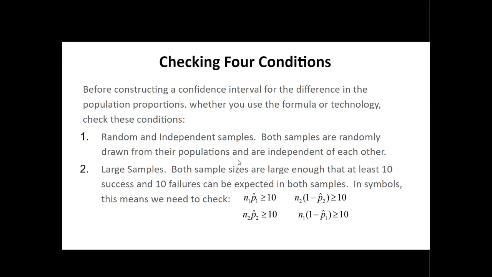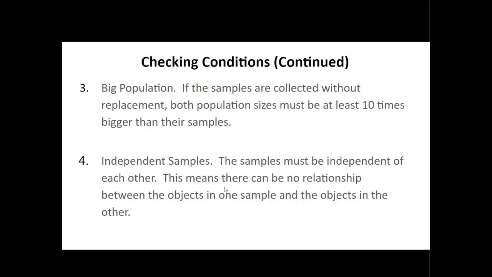So you're going to look for random and independent sampling. You're going to make sure that they both meet the condition of the large sample. You're going to check to make sure that they both meet the condition of a big population. And you're also going to check to see that the samples were drawn independent of one another, meaning that there's no relationship between the objects in one group and the objects in the other group.